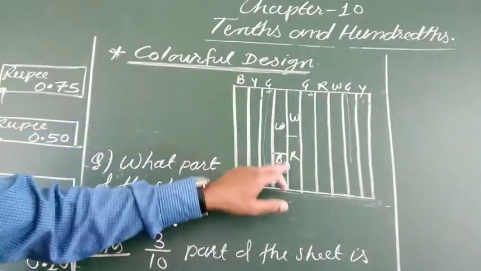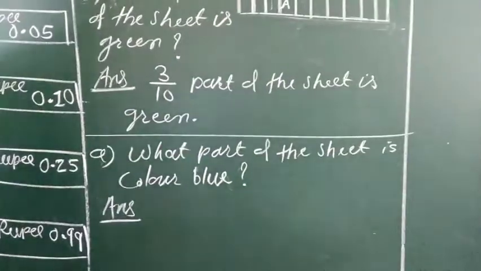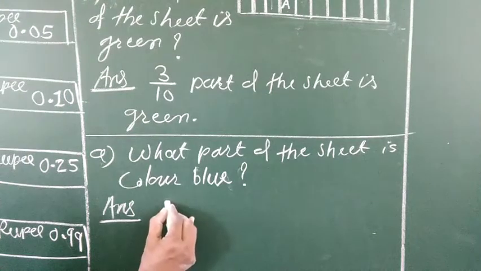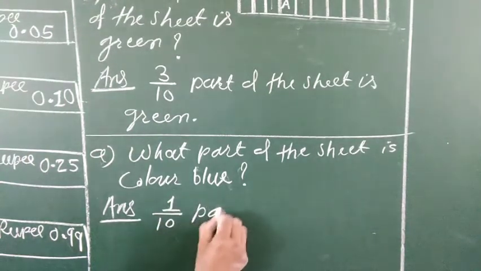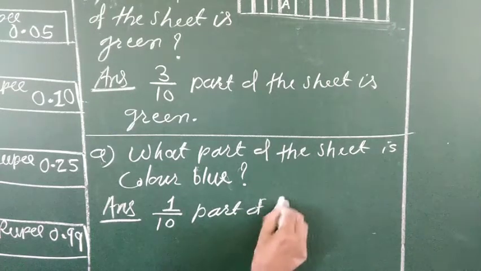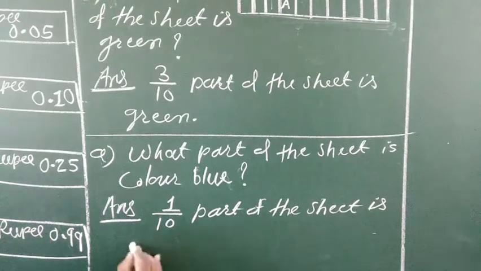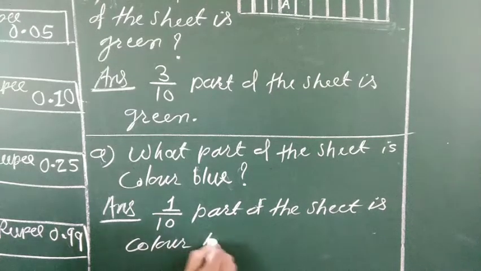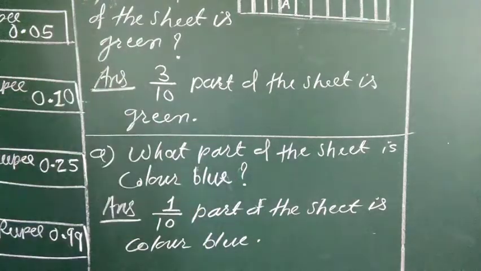Then this one is B for black, so only this part is colored here. So what can you write here? What part of the seed is color blue? 1 by 10. Out of 10, only one part of the seed is color blue. Okay. So 1 by 10 part of the seed is color blue. Now see the next question.